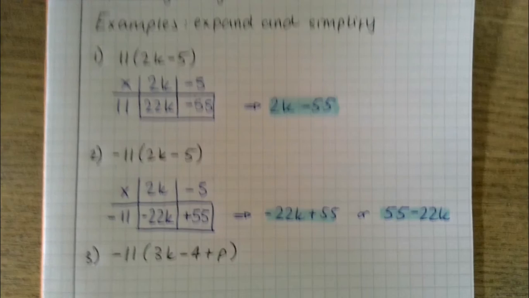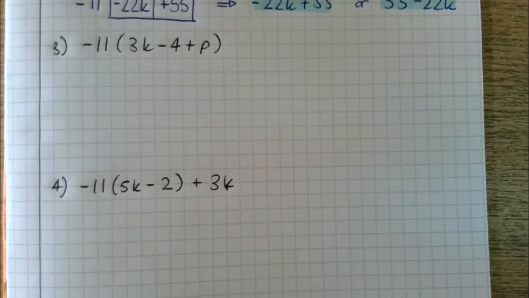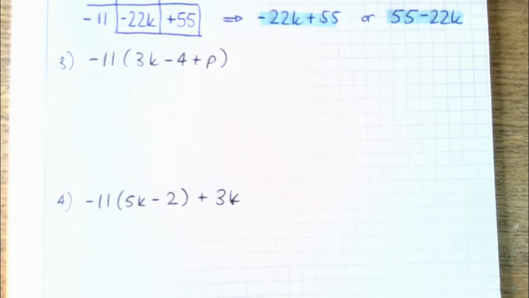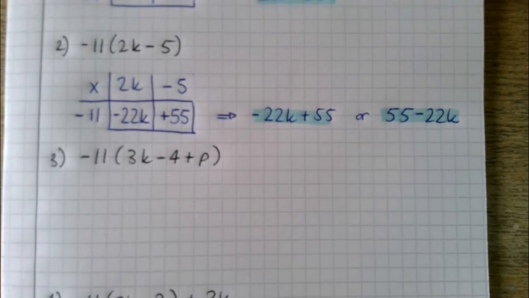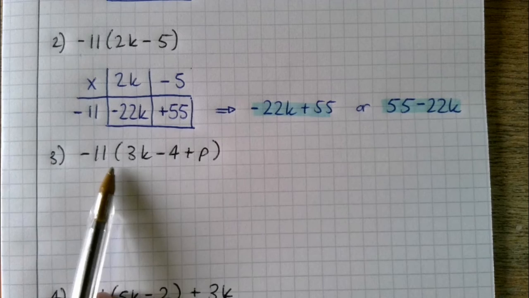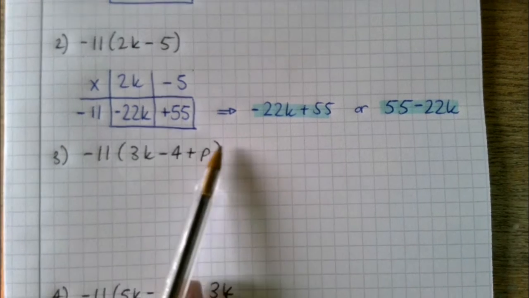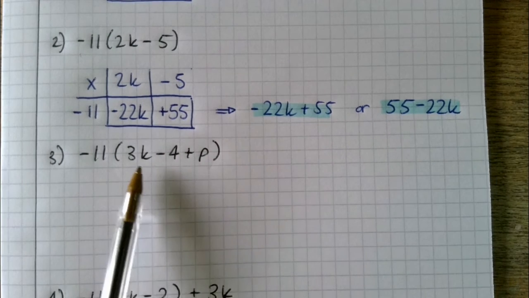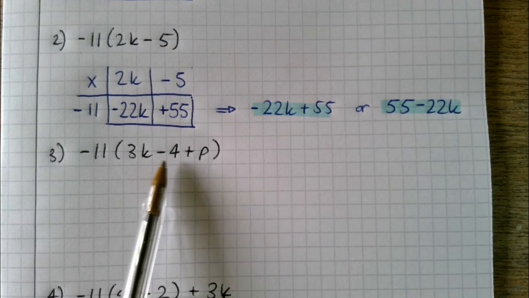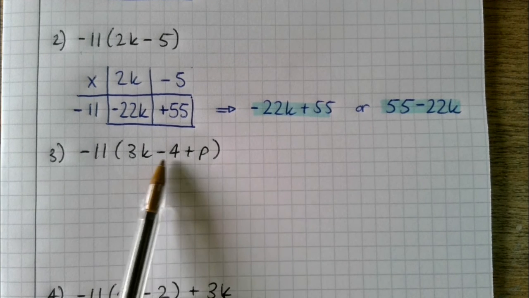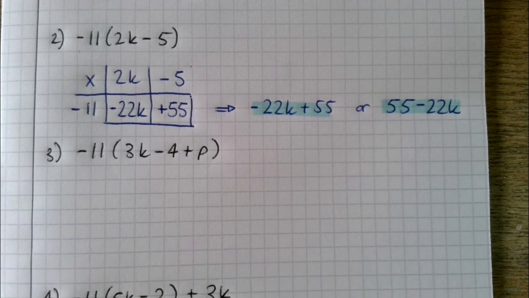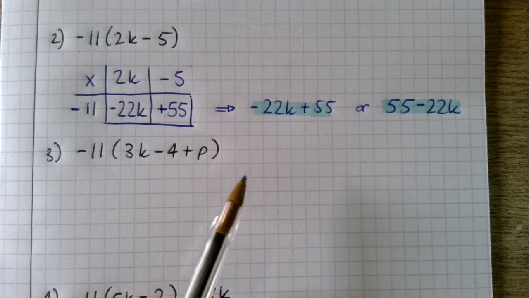Example 3 and 4 are over here. So for example 3, I've got negative 11 and I'm multiplying it by this single bracket, and inside my single bracket is 3k subtract 4 plus p. So I've got 3 terms inside this bracket, and that's okay. This is still a single bracket problem.